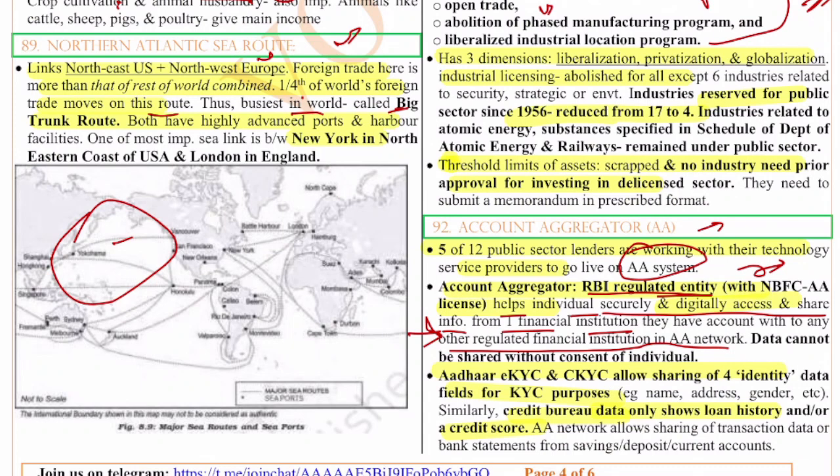Okay, and let's say they have an account with bank A or financial institution A, that cannot share data without the consent of this individual. That is called the account aggregator. Aadhaar eKYC is important for this, and the credit bureau data only shows the loan history and the credit score. The AA network allows sharing of transaction data or bank statements from the savings or deposit account.